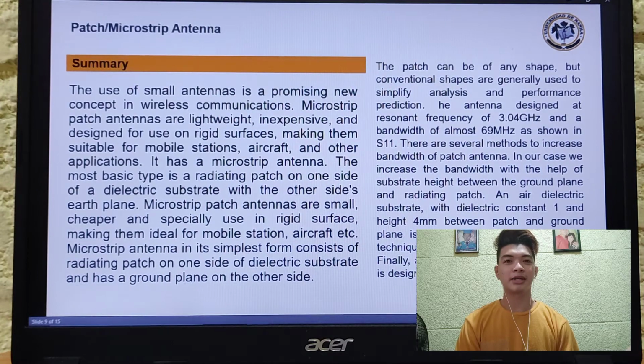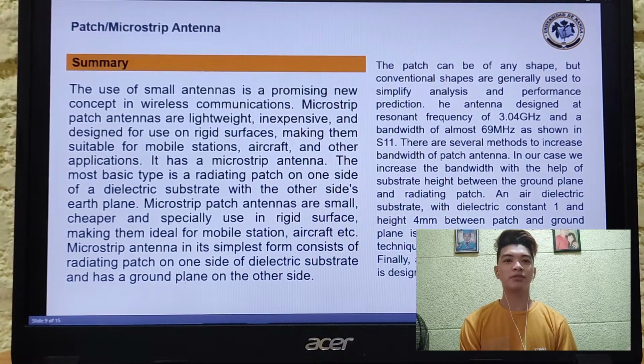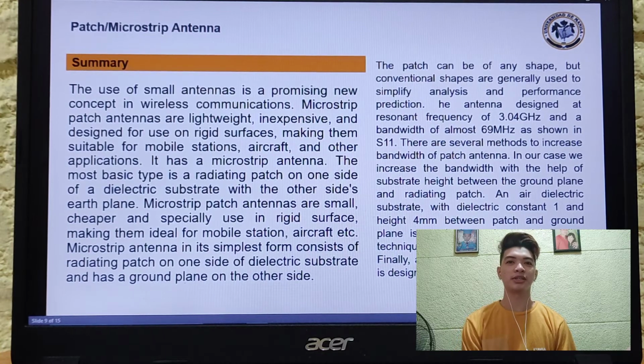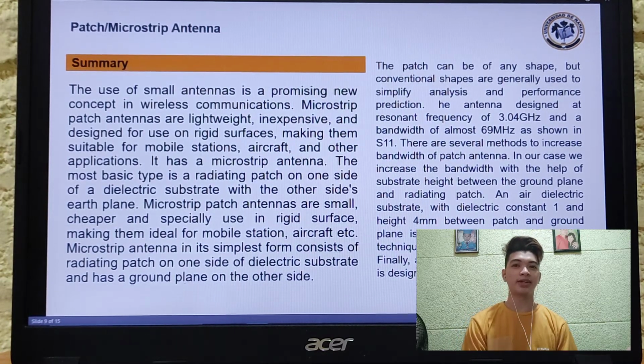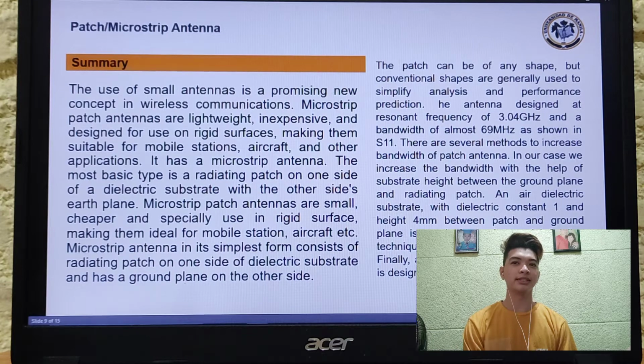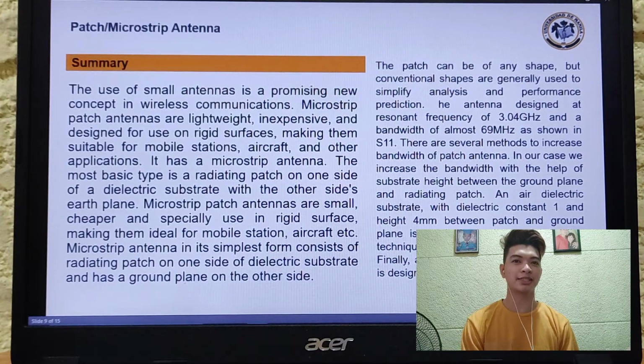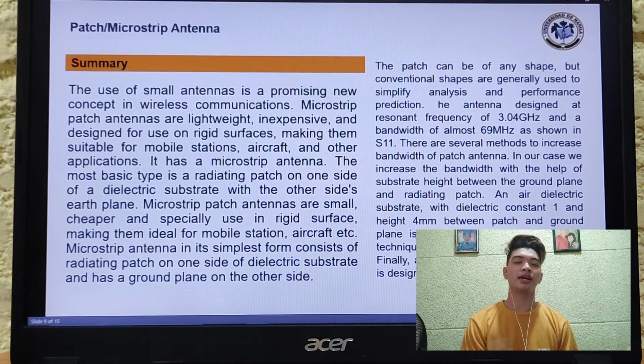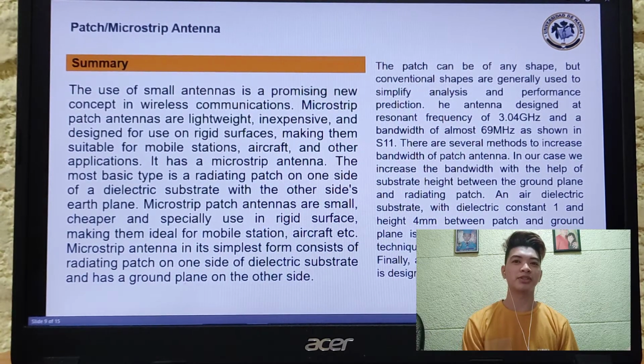Last one is the summary. The use of small antennas is a promising new concept in wireless communications. Microstrip patch antennas are lightweight, inexpensive, and designed for use on rigid surfaces, making them suitable for mobile stations, aircraft, and other applications.